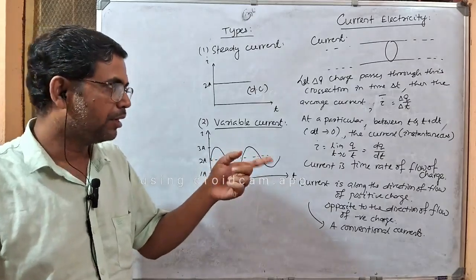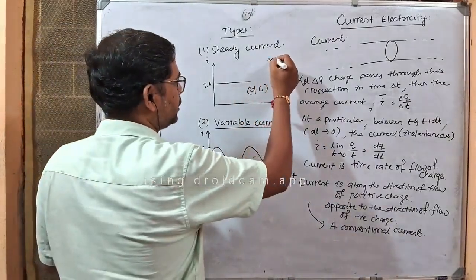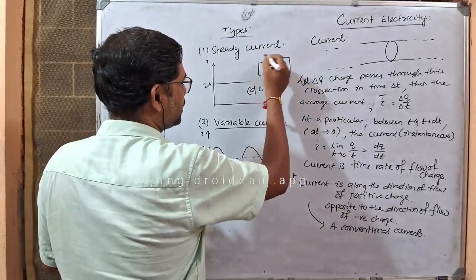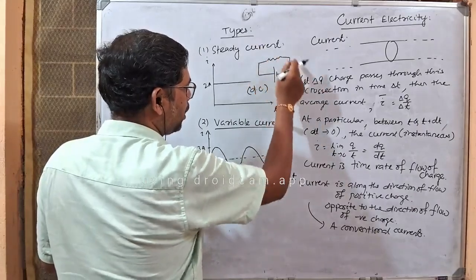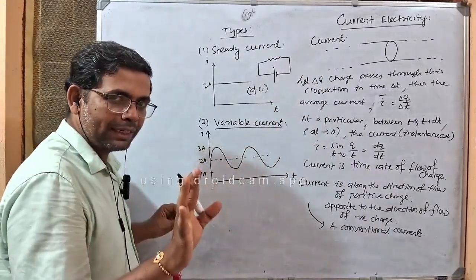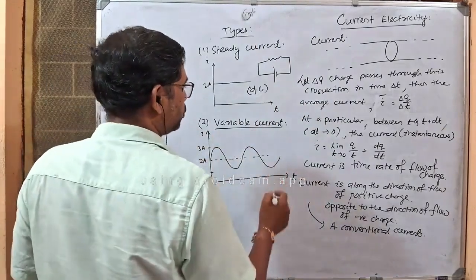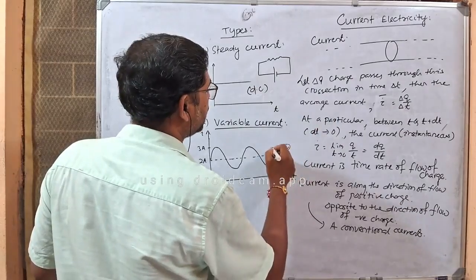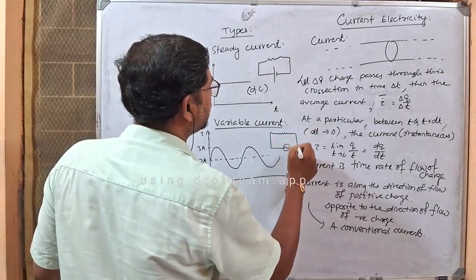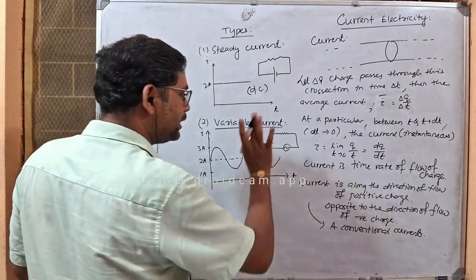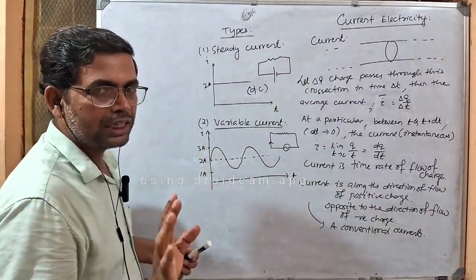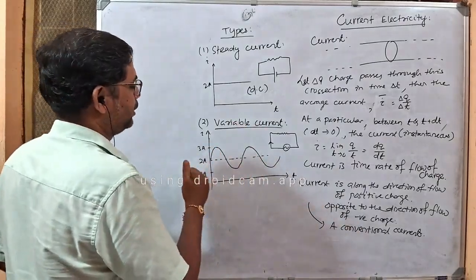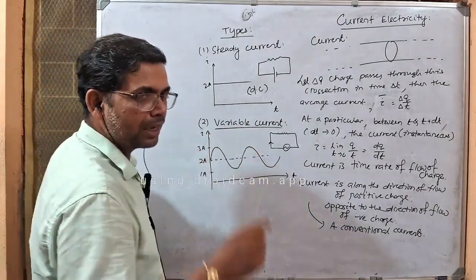Like a battery, if I have some circuit, a resistor connected to a battery, current is always clockwise and of the same magnitude. Here also, suppose I have some variable current source and a resistor connected to it, the current is in the same direction, it is not changing its direction. What happens, it changes the magnitude only. So this is variable current.